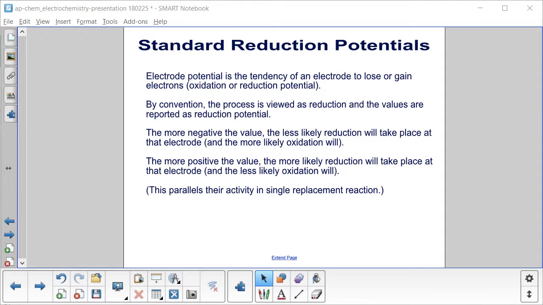Electrode potential is the tendency of an electrode to lose or gain electrons. So we have either an oxidation or a reduction potential. By convention, the process is viewed as reduction, and the values are reported as reduction potential. This way, the more negative the value, the less likely reduction will take place at that electrode, and the more likely it will be oxidation. The more positive the value, the more likely reduction will take place at that electrode, and the less likely oxidation will. This parallels their activity in single replacement reactions.